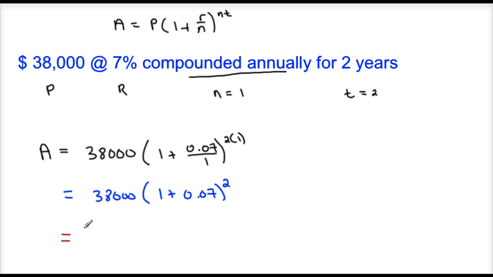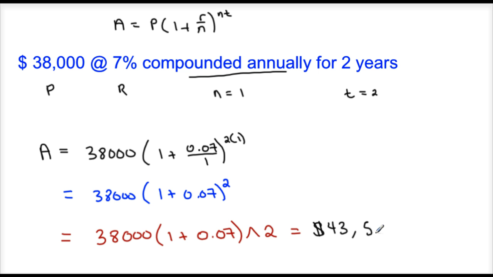Let's go right into the calculator this way. So in our calculator, we're going to hit 38,000 parentheses 1 plus 0.07. Close my parentheses. For these particular calculators, you have the caret, and then you're going to hit 2 for my square. Plug that into your parentheses and see what you get. So after plugging this in, you should have got an answer of $43,506.20.